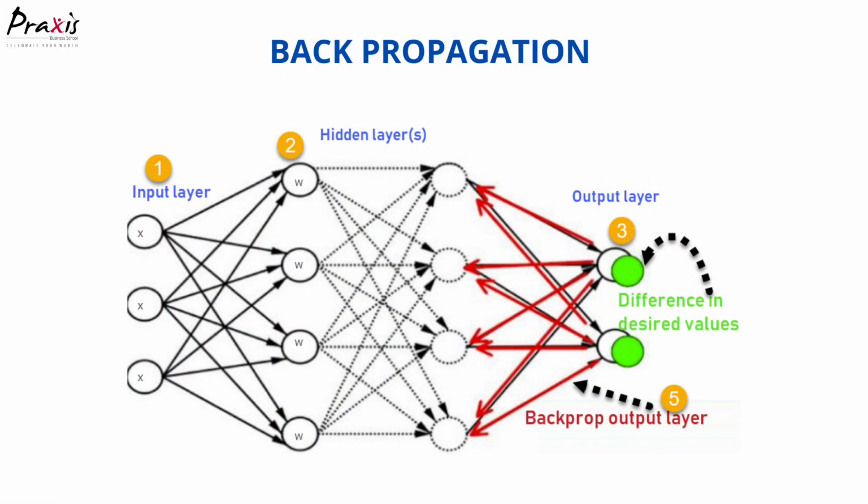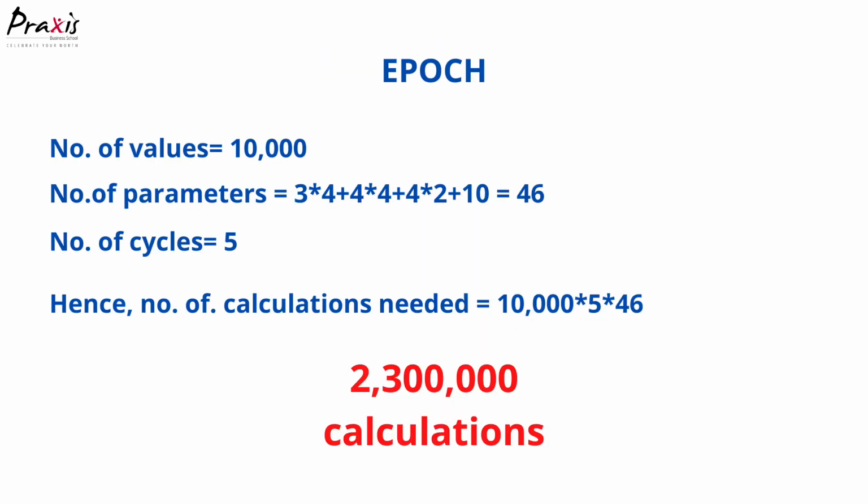Think about performing 5 epochs over the given dataset. Number of parameters in the neural network is 46. Hence, the total number of calculations required is 23 lakhs, which is huge and it takes a significant amount of time to train the model. Thankfully, models once trained can be stored and need not be trained again.